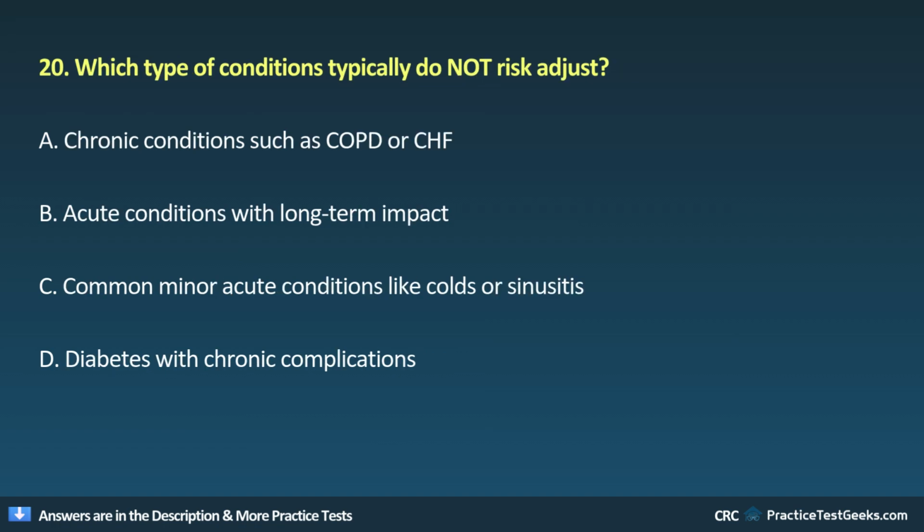20. Which type of conditions typically do not risk adjust? A. Chronic conditions such as COPD or CHF. B. Acute conditions with long-term impact. C. Common minor acute conditions like colds or sinusitis. D. Diabetes with chronic complications.